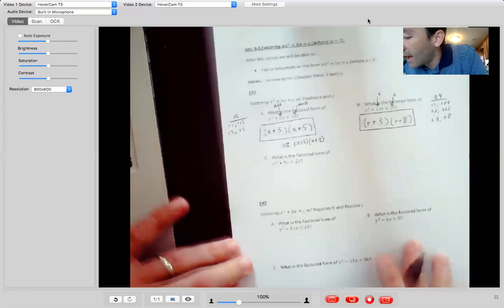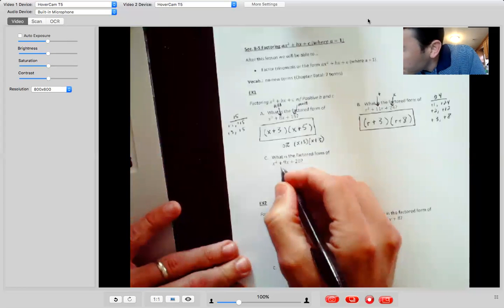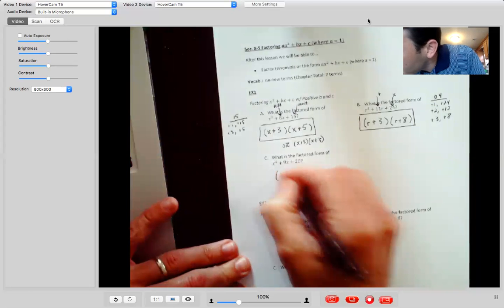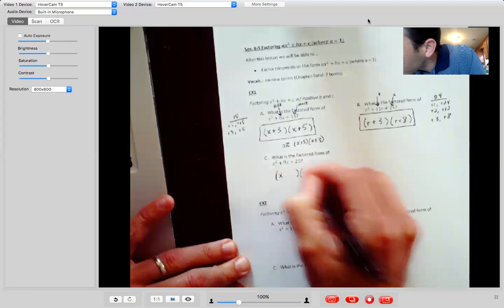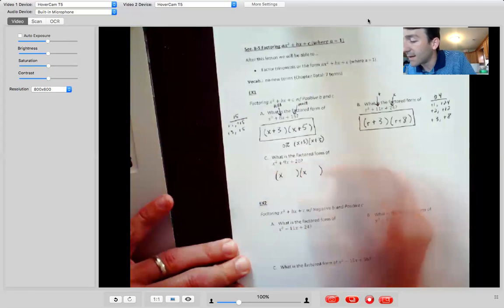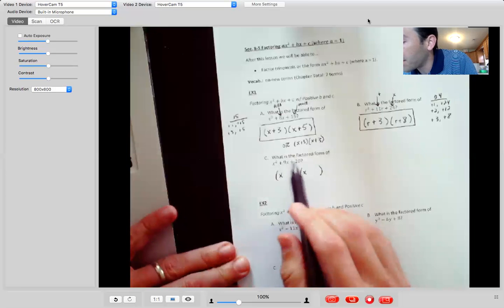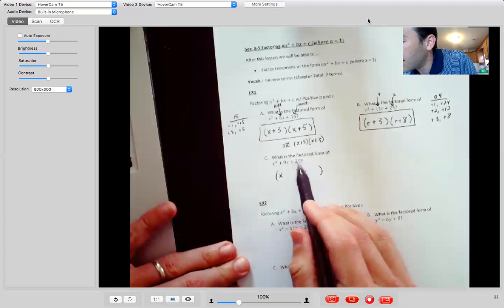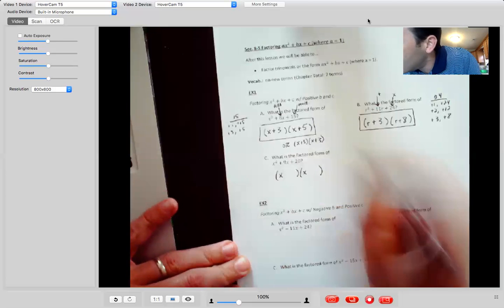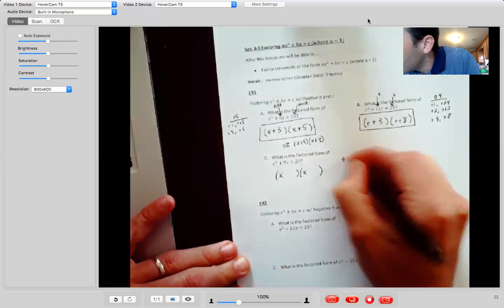All right, and then the last one, I'm going to start it with x plus or minus something times x plus or minus something because x is my variable. And now what we're thinking is, what's going to multiply to be 20 and add to be 9? So look at our multiples of 20.